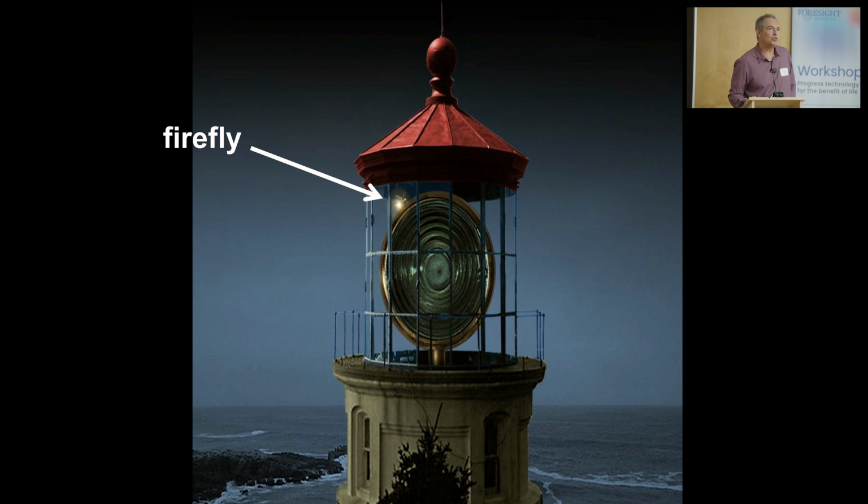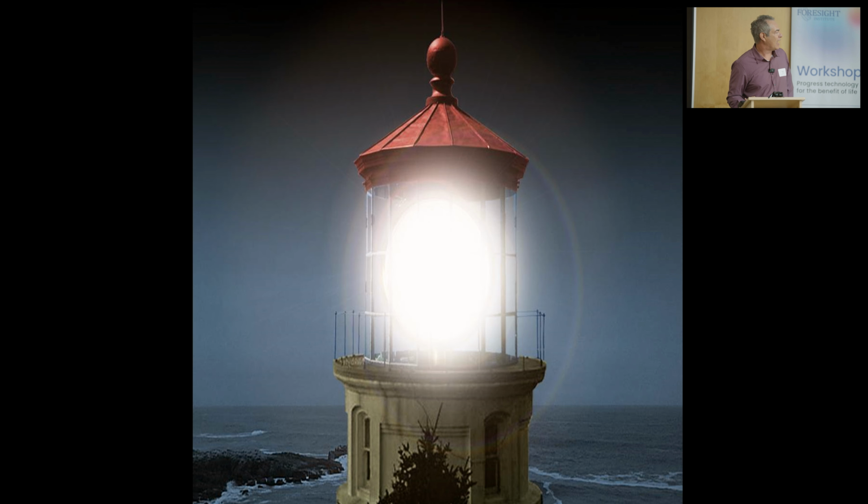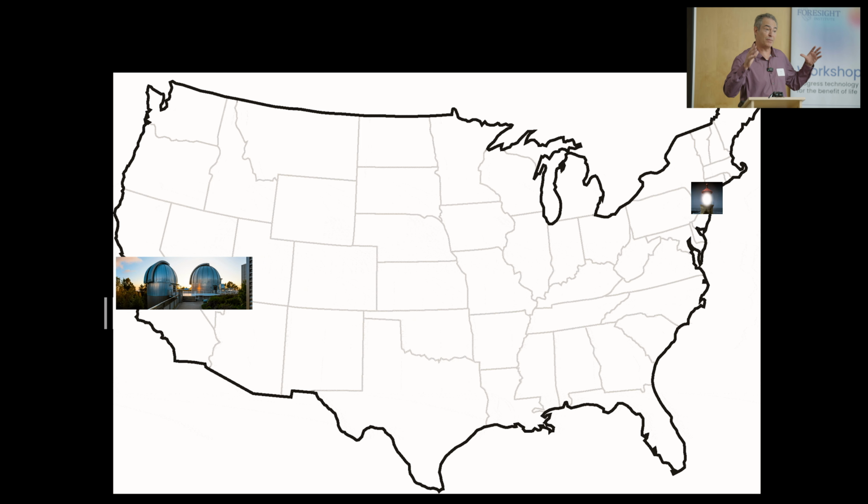So I use an example for the public. It's like trying to find a firefly that's fluttering around an extremely bright object, like a lighthouse. And you put the lighthouse in my home state of New Jersey, and here we are in the Bay Area. So just fathom trying to put all that together and trying to achieve the spectroscopy part. So these are some enormous challenges.